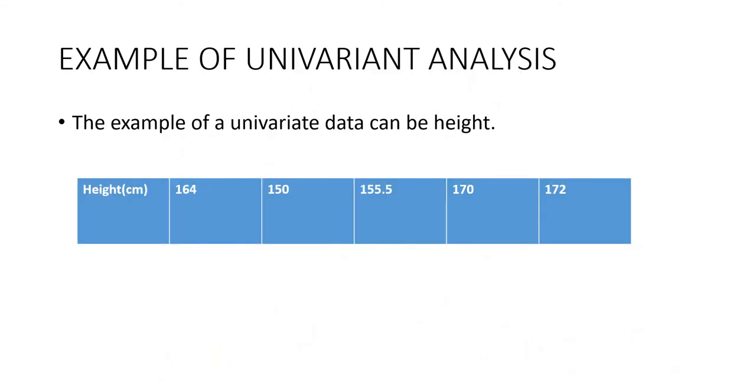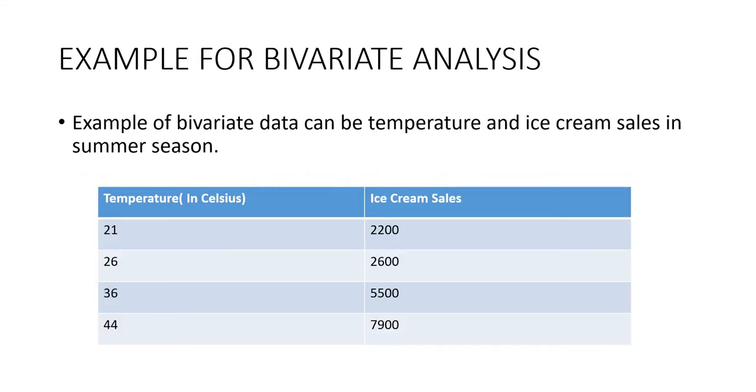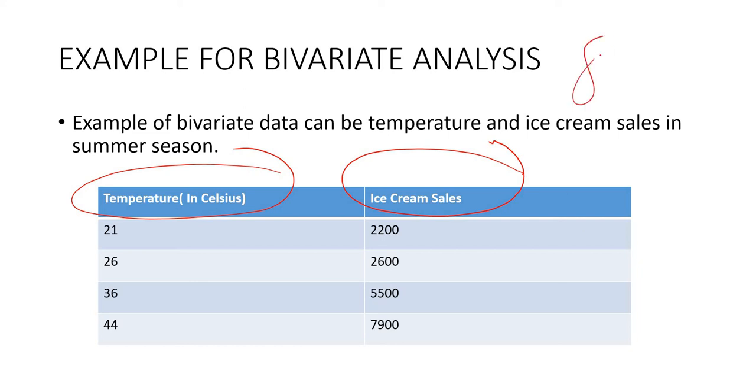An example of univariant analysis is height. It's in centimeter. See this data. It's an example for univariant analysis. An example for bivariant analysis is temperature and ice cream sales. As temperature increases, ice cream sales increases. We can tell they are directly proportional. If one increases and another decreases, we will call them inversely proportional. For example, pressure is inversely proportional to volume. Volume is directly proportional to temperature. See, as temperature increases, ice cream sales increases, at 21 degrees Celsius. This is the data.